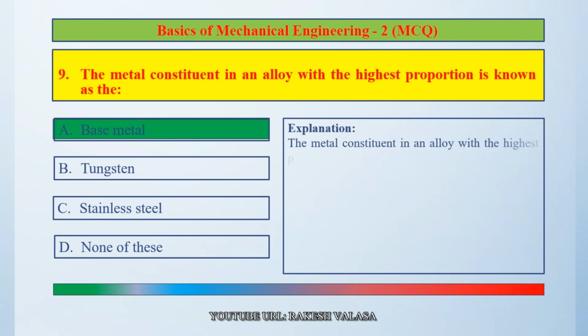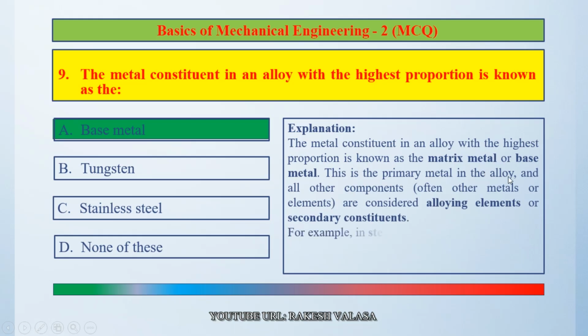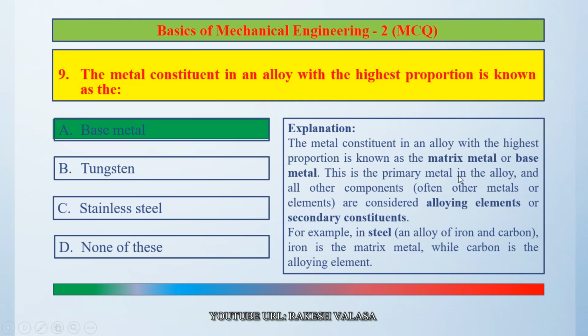The metal constituent in an alloy with the highest proportion is known as the matrix metal or base metal. This is the primary metal in the alloy, and all other components, that is often other metals or elements, are considered alloying elements or secondary constituents. For example, in steel, an alloy of iron and carbon, iron is the matrix metal while carbon is the alloying element. So the correct answer is option A, base metal.